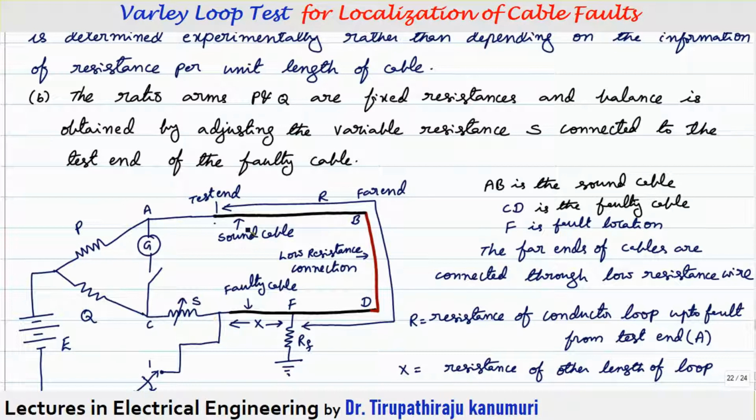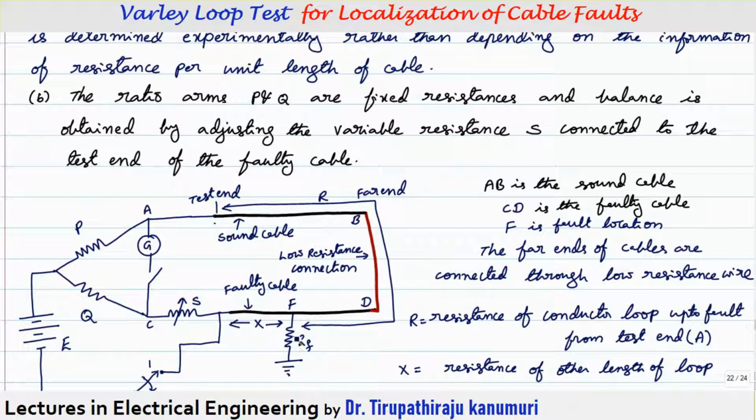So let us assume this one is a healthy cable and this one is a faulty cable. In order to perform this test also, if you want to know the location of the fault of any cable, there should be at least one healthy cable running parallel to it. That means this is a faulty cable and one more healthy cable of the same length is laid running parallel to it. Now the far ends of both the cables are connected together, and let us assume the fault has happened at location F.